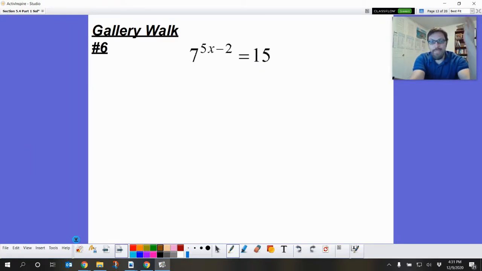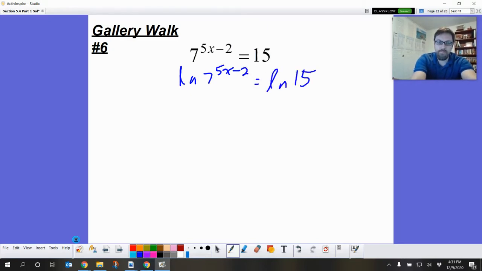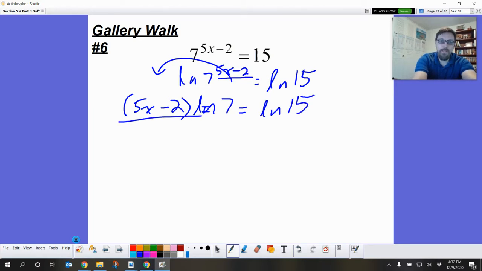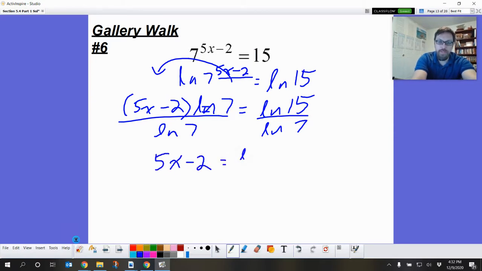All right, number 6. Once again, we can't get those bases to be the same. 7 is just not going to mesh very well with 15. Fortunately, there's not other stuff in the way this time, so we'll be able to just very quickly take the ln of both sides. 7 to the 5x minus 2 equals the ln of 15. Bring this thing in front. So we have 5x minus 2 times the ln of 7 equals the ln of 15. Divide both sides by the ln of 7. And so we get 5x minus 2 equals the ln of 15 divided by the ln of 7.